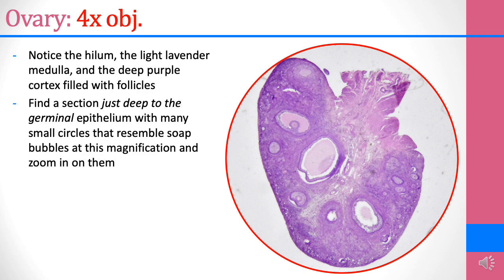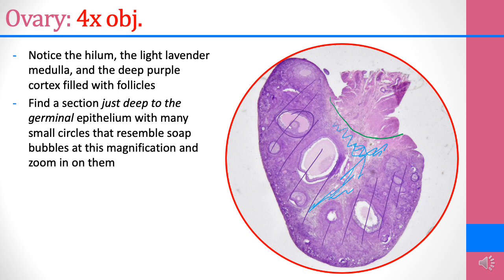Notice the hilum here, the kind of light lavender medulla here, and the deep purple cortex that is most of the ovary, filled with follicles. There's a big follicle, there's a small follicle. Here are some teeny tiny follicles.